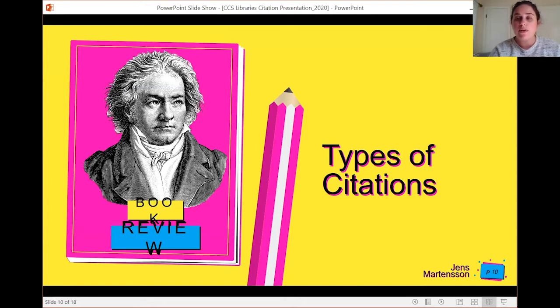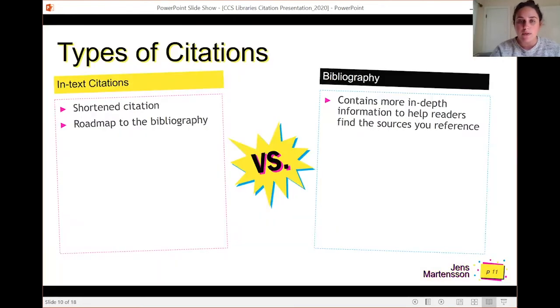So that hopefully helps you to have a little bit of a sense of the parts that go into a citation. And now I'm going to talk about the different types of citations you may be using in your work. So when we're thinking more about academic work, like traditional scholarly writing or research papers, there's two different types of citations that you'll probably need to use.